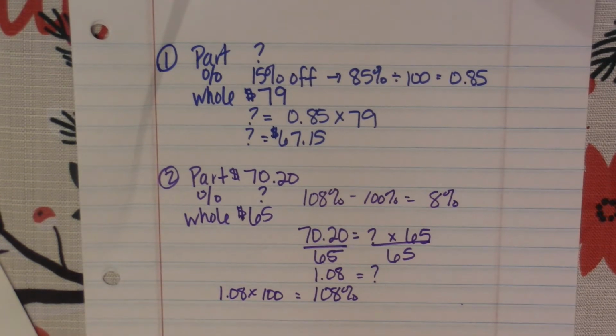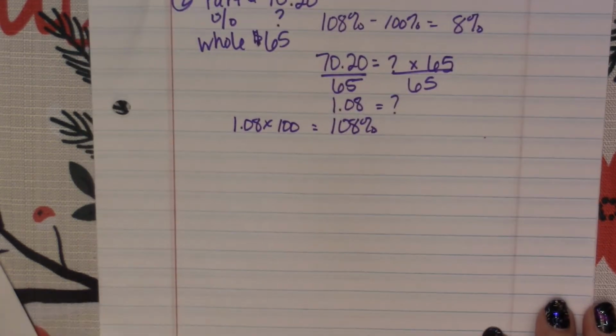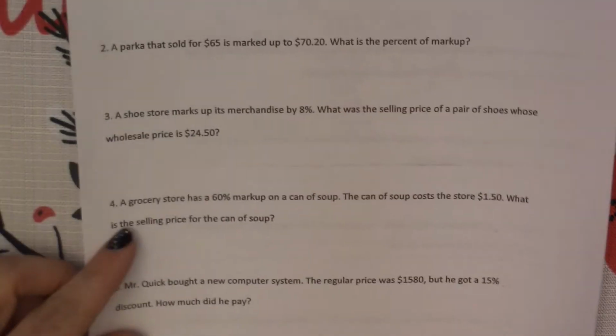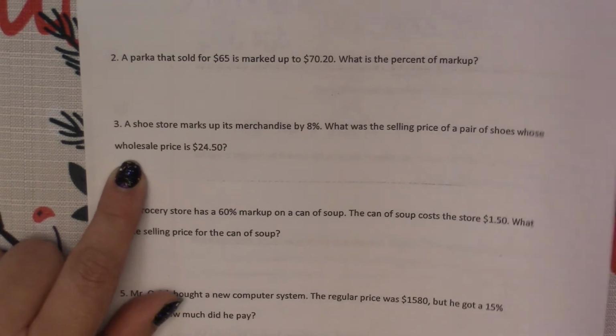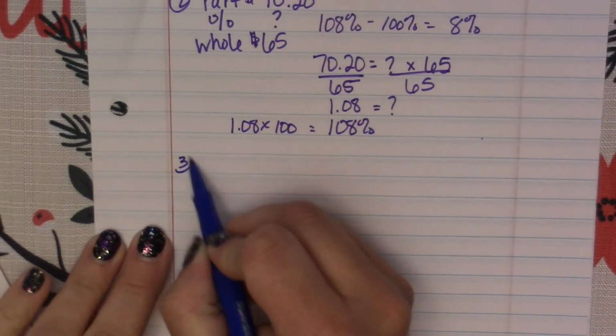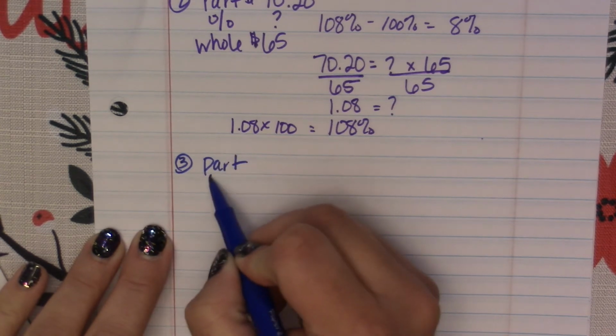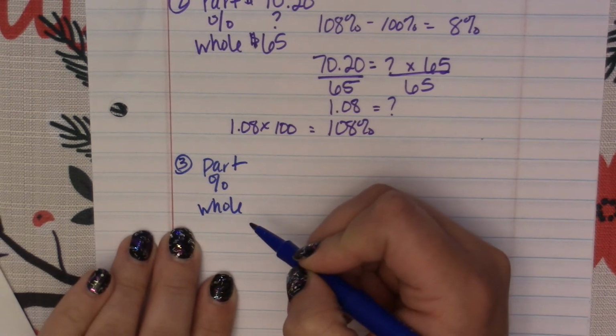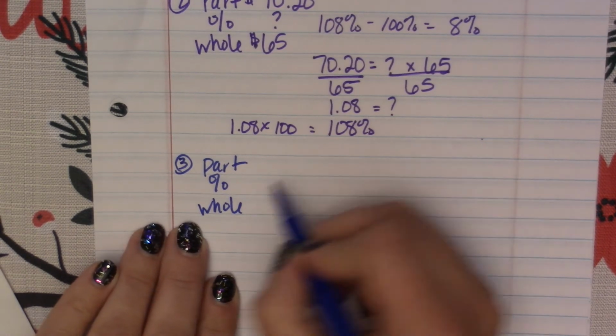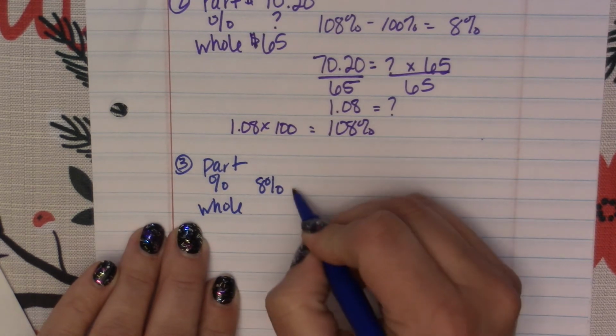Let's do one more example together, and then we'll get you some practice before we go over them. All right, number three. A shoe store marks up its merchandise by 8%. What is the selling price of a pair of shoes whose wholesale price is $24.50? All right, let's start by identifying what we know. Part, percent, and whole. So a shoe store marks up its merchandise by 8%. So 8% markup.